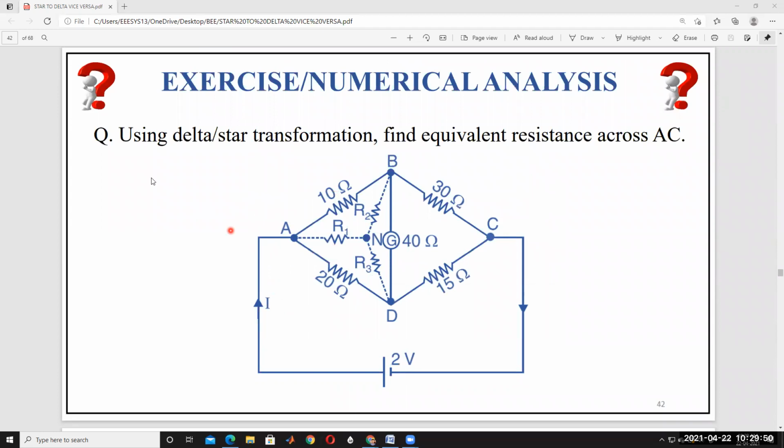Find I using delta to star transformation. Find the equivalent resistance across A and C. So here in between A and C, what is the resistance? All of you find what is the resistance between A and C? All of you take this problem.